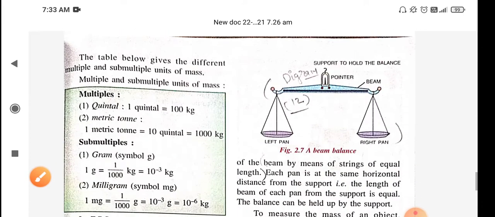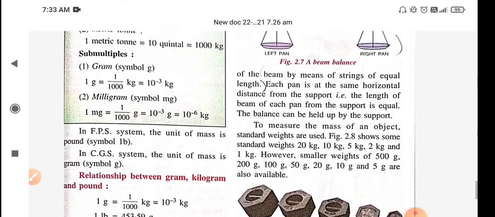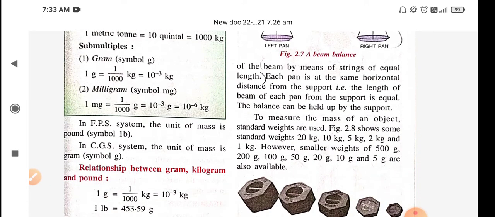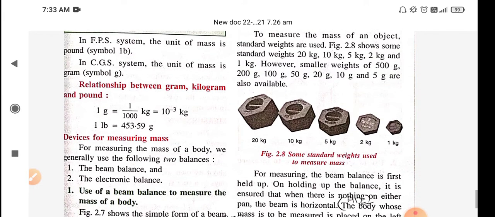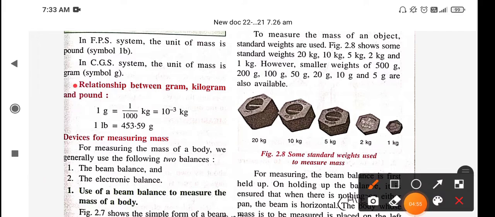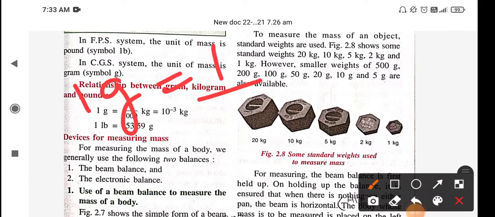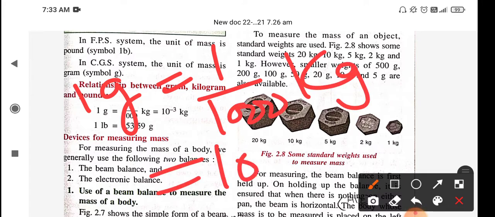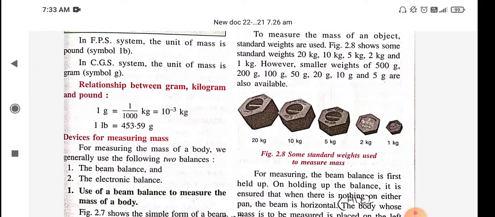Next point is the relationship between gram, kilogram and pound. So we know that 1 gram equals 1 upon 1000 kg, we write here 10 to the power minus 3 kg.